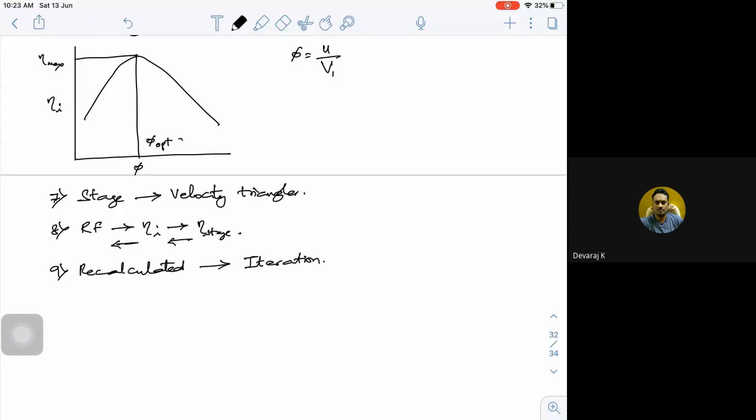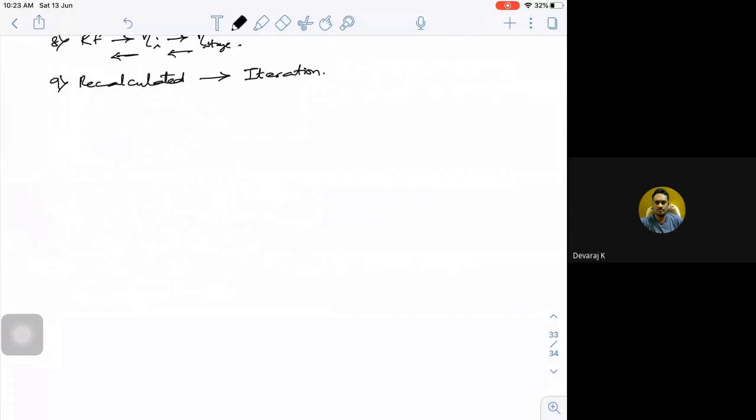So what will happen if I go for a multi-stage? This is for a single stage. If I go for a multi-stage, the things are going to change. For example, let's go for a two-stage, or a multi-stage impulse turbine.